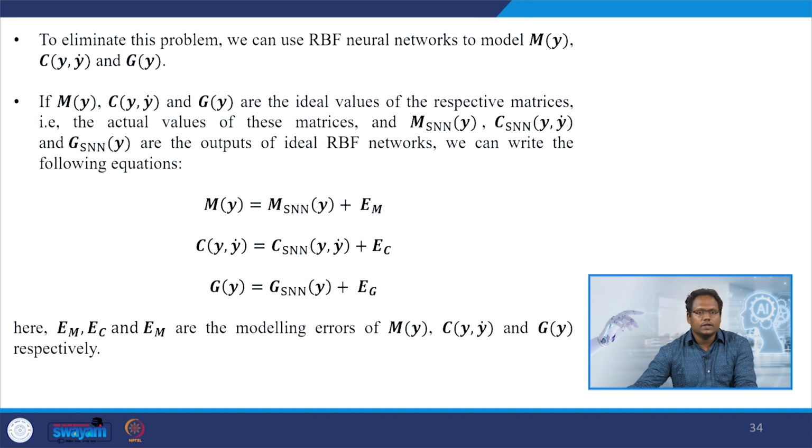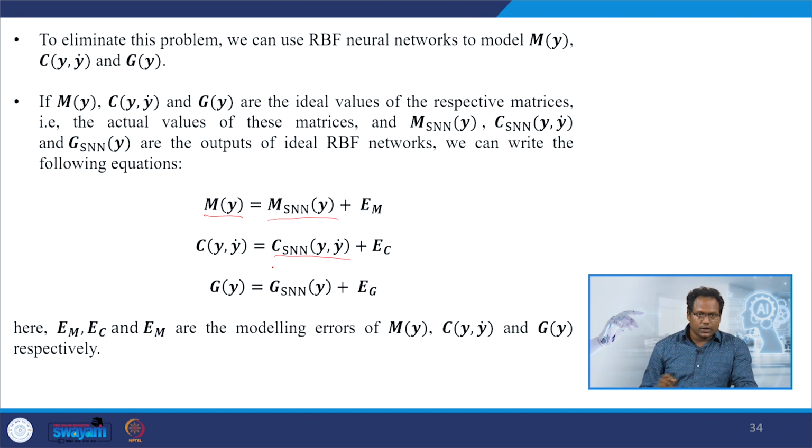If M of y, C of y comma y dot and G of y are the ideal values of the respective matrices, that is the actual values of these matrices, and M RBFN of y, C RBFN of y comma y dot and G RBFN of y are the outputs of the ideal radial basis function networks, then we can write the following relationship: M equal to M RBFN of y plus epsilon M.